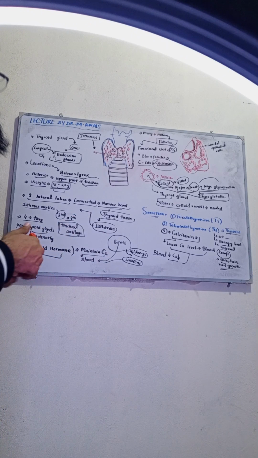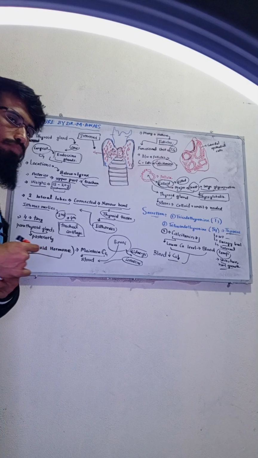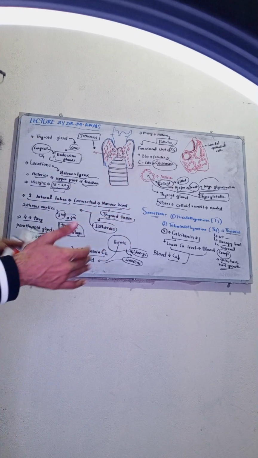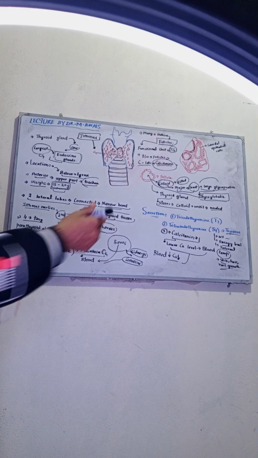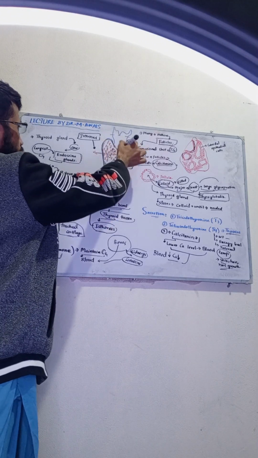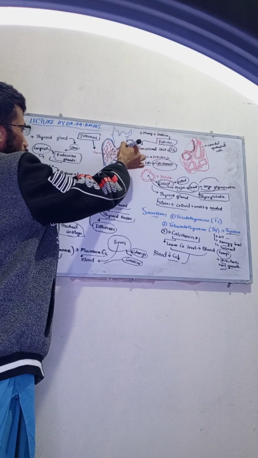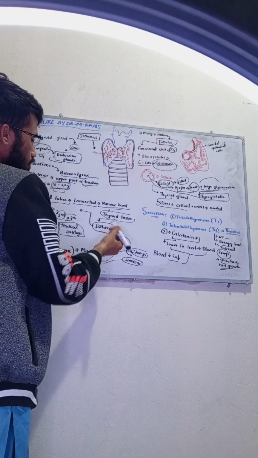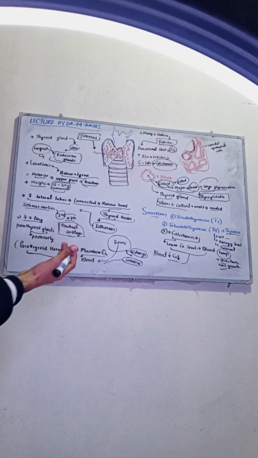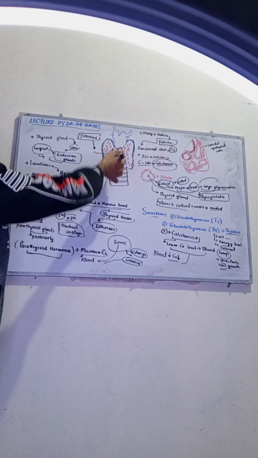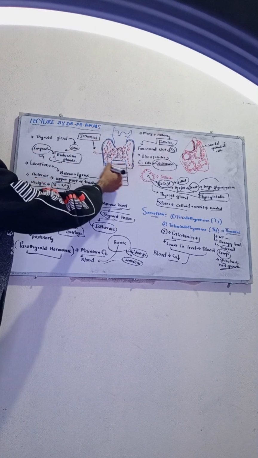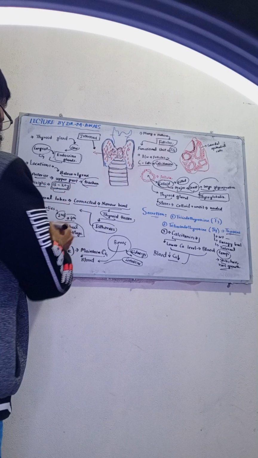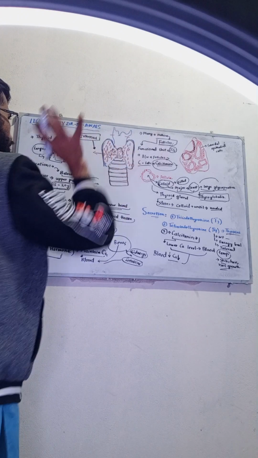Thank you very much. Today we have discussed thyroid gland anatomy and physiology. As I have discussed, thyroid gland has two lateral lobes connected by what? Isthmus. What is isthmus? It overlies the second and fourth tracheal cartilage. These are the tracheal cartilages.